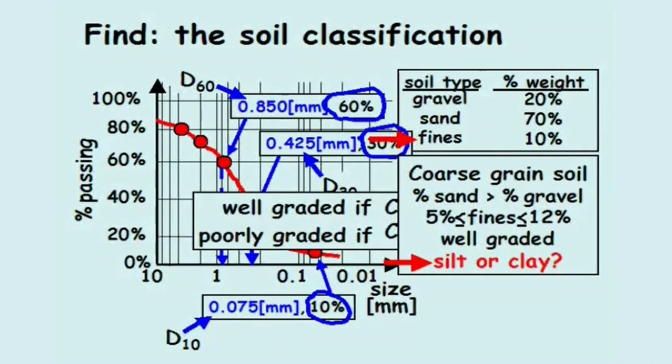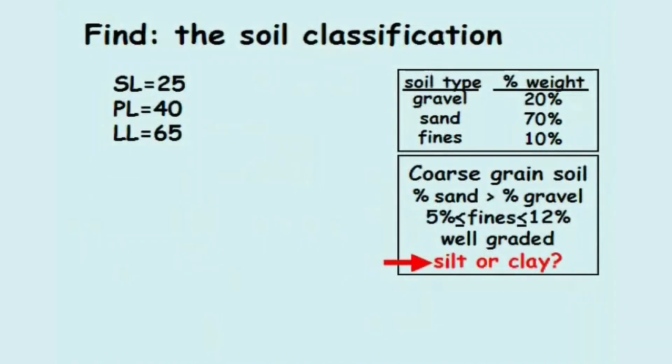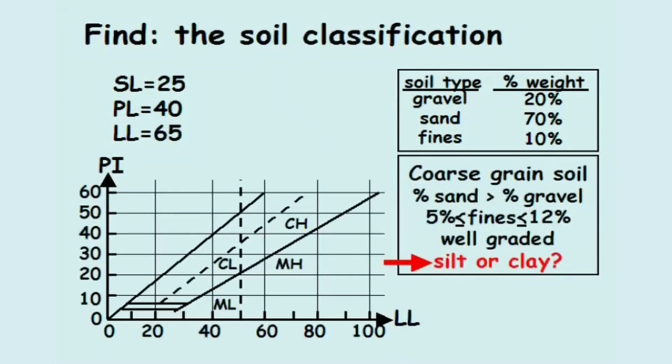Lastly, we need to classify the fines as silt or clay. To do so, we look at the given Atterberg limits and plot the liquid limit on the horizontal axis by the plasticity index on the vertical axis. The abbreviations on the chart stand for low plasticity clay, low plasticity silt, high plasticity clay, and high plasticity silt.